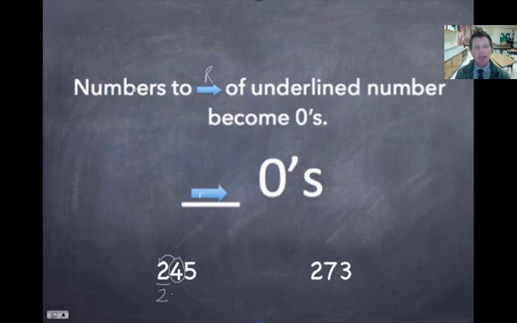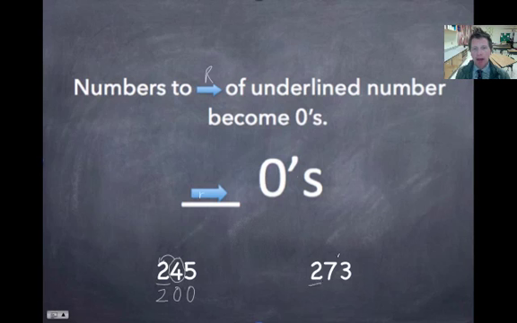Now our last step says the numbers to the right of the underlined number, well, right here's my underlined number, turn to zeros. They all become zeros. So my 4 becomes a 0 and my 5 becomes a 0. So 245 to the nearest 100 rounds to 200. Let's look at this one.